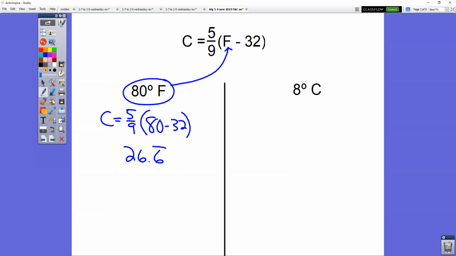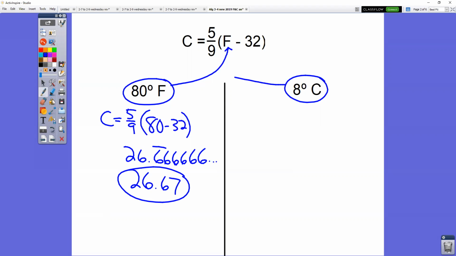Remember, the directions said to round to the nearest hundredth. So this 666666666 at the end would really round to 26.67. For the other one, we need to take this 8 degrees Celsius and sub it in for C here.